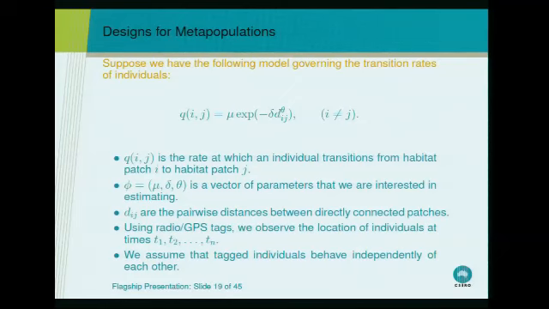And the experimental design now is we are going to tag individuals with GPS or radio tags and observe the locations of individuals at discrete points in time. And we're going to assume also that tagged individuals behave independently of one another, so that we would apply the same design to all of the individuals that we tag. Okay, so how could we go about getting the information matrix for this sort of experiment?